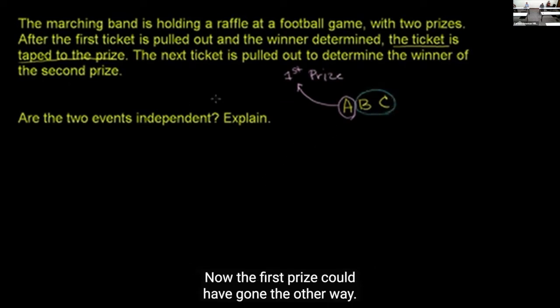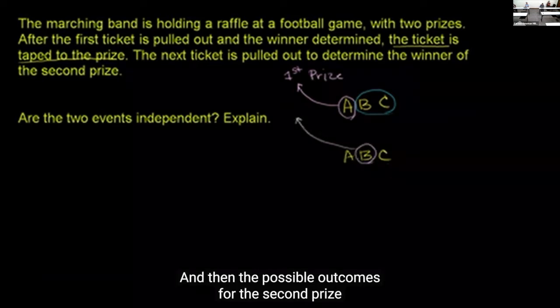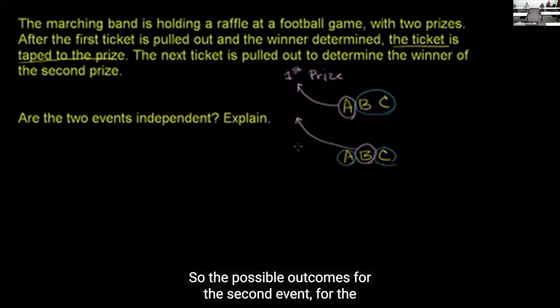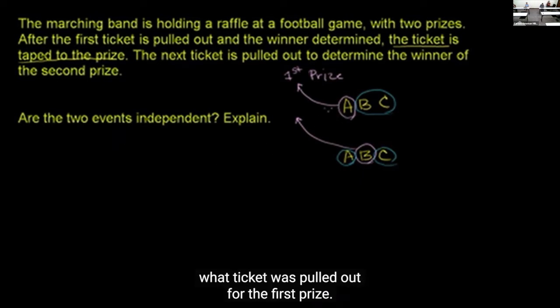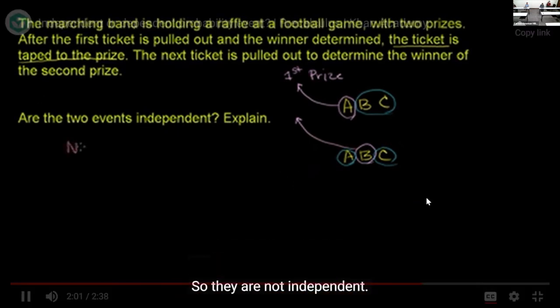Now, the first prize could have gone the other way. It could have been A, B, or C. The first prize could have gone to ticket B, and then the possible outcomes for the second prize would be A or C. So the possible outcomes for the second prize are completely dependent on what ticket was pulled out for the first prize. So these are not independent events. The outcomes for the second event are dependent on what happened in the first event. So they are not independent.